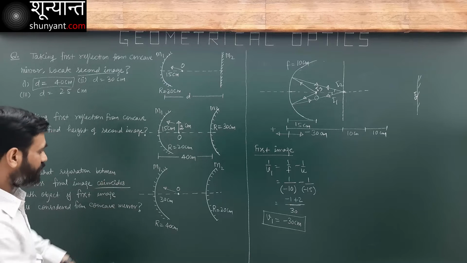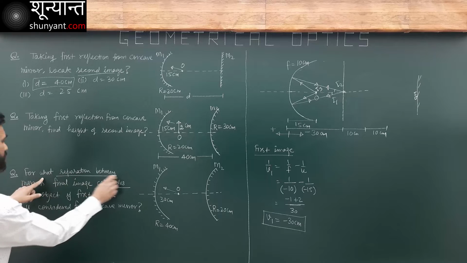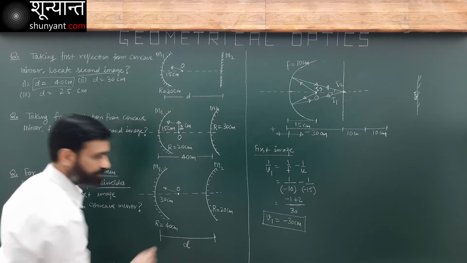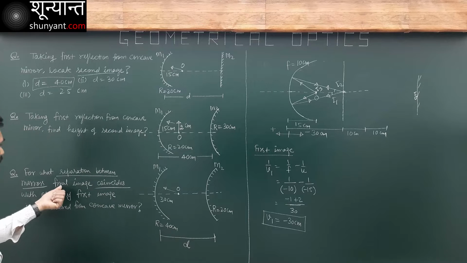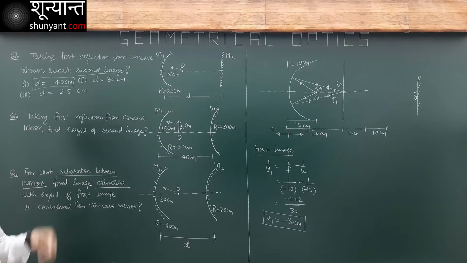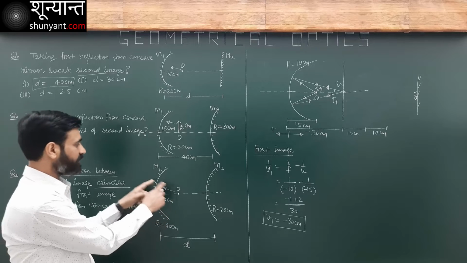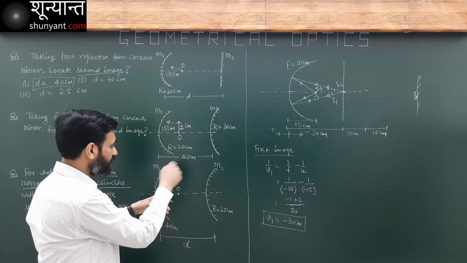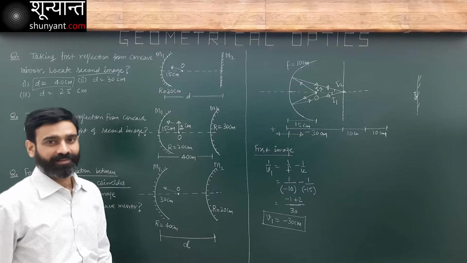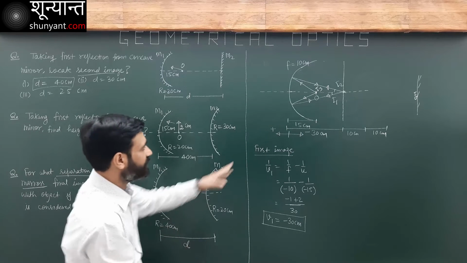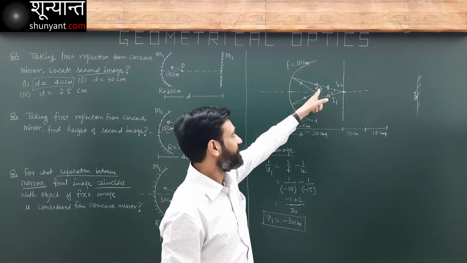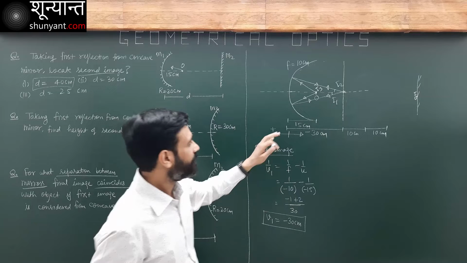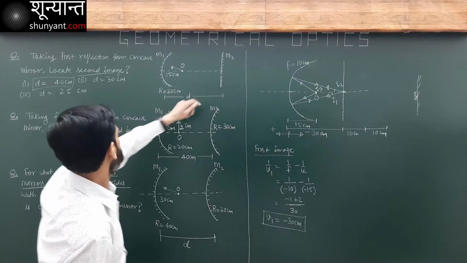Here also, I have to find the separation between the mirrors. I have to find this separation such that the final image coincides with the object. So I get the first image from here, the second from here. The final must coincide with the object. What should be that separation? So this is the meaning of coinciding. The image is formed here at the site of the object. That will happen if this distance is 30 centimeter.